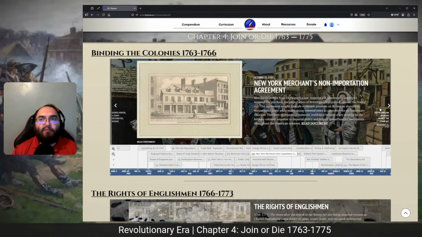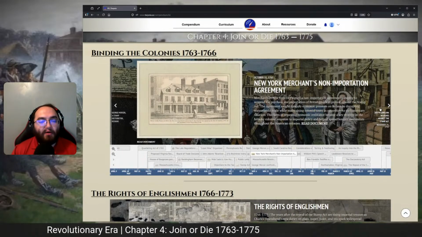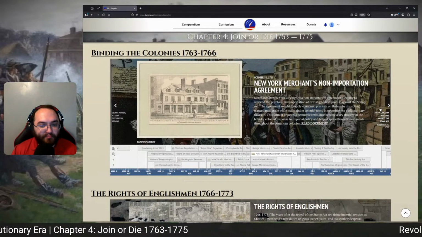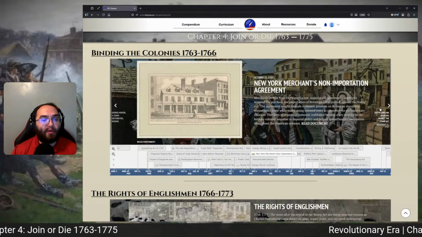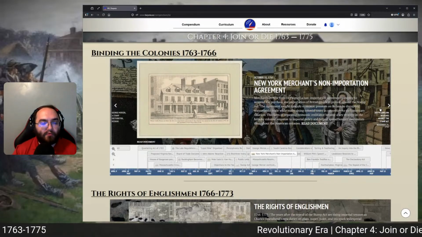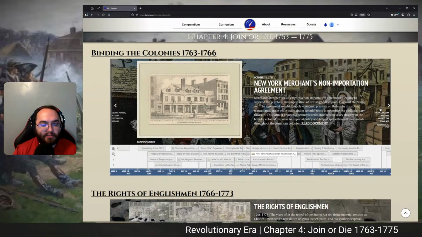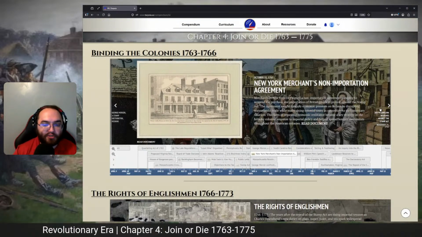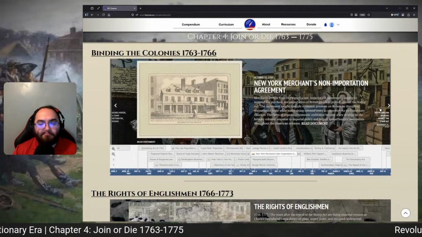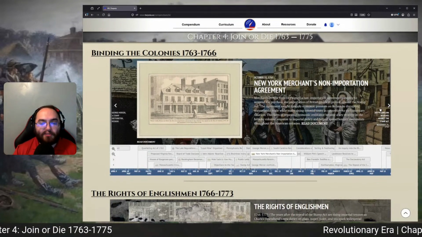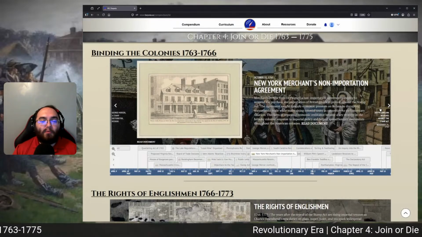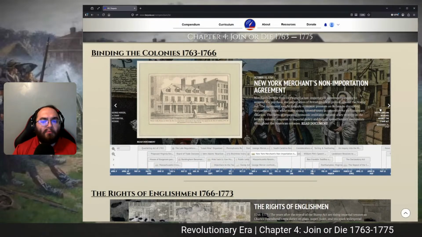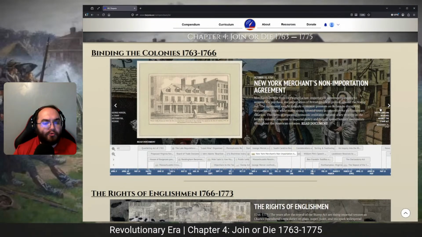While you have the petitions being sent by the colonial legislature, you will have these boycotts. And so this is one of the first boycotts of British goods, which they call a non-importation agreement. That's just a boycott. And this is done by New York merchants. And they will last about a year before having to be renewed.